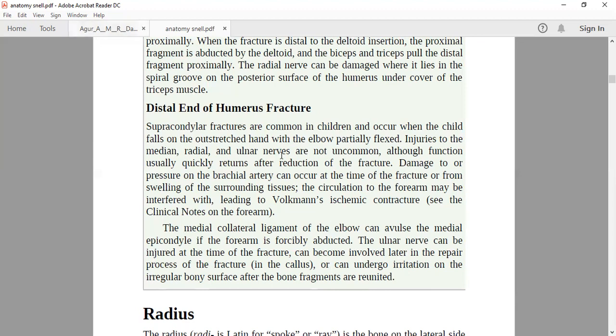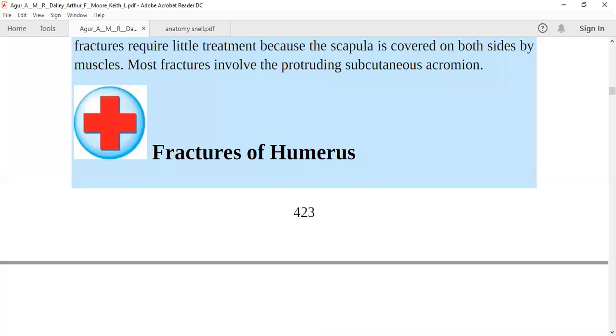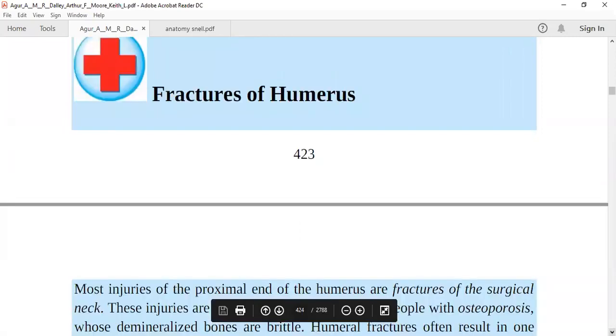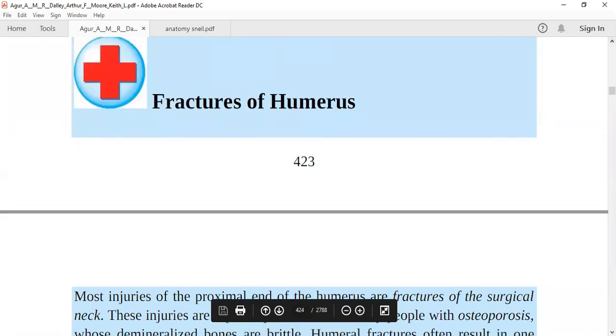Let's discuss fracture of humerus from Moore's Clinical Anatomy. This is my personal favorite book. Fracture of humerus.